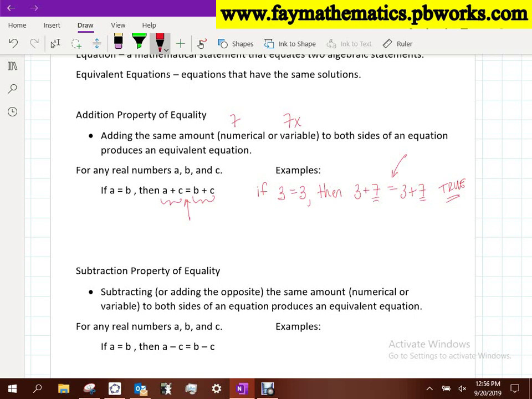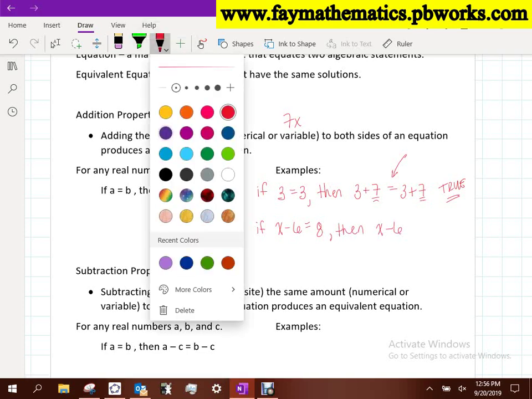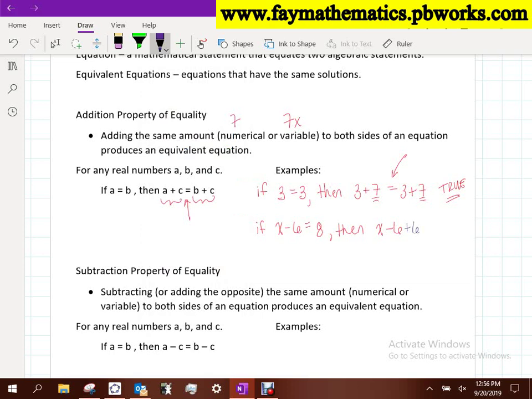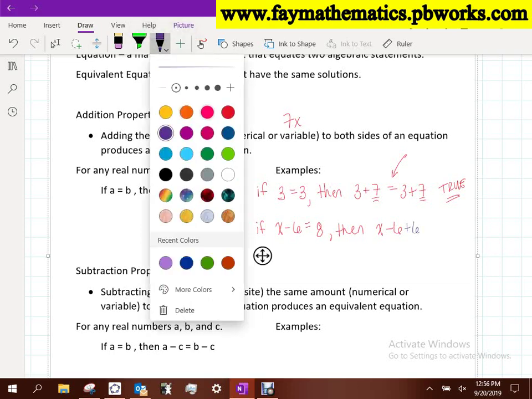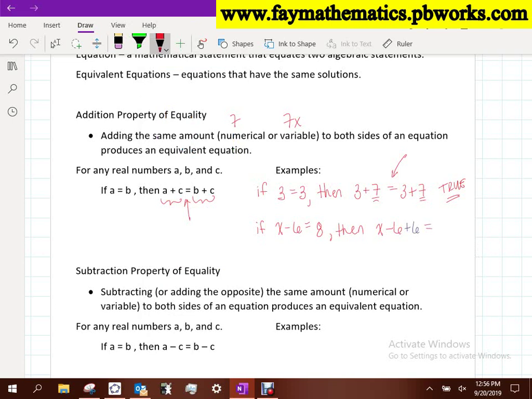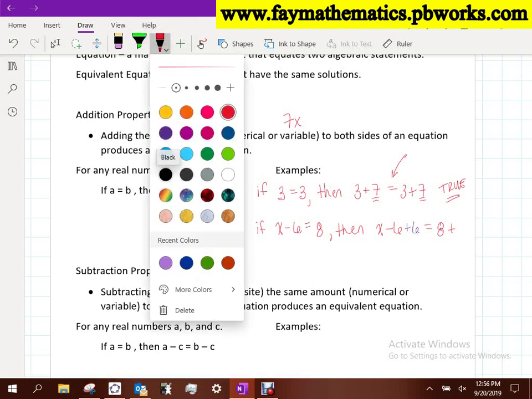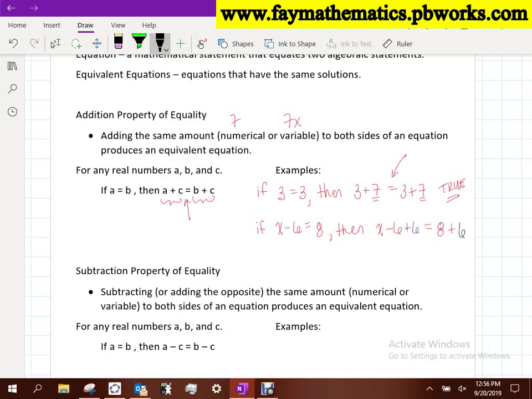Now, where we're going to see this used most is something like this. If x minus 6 is equal to 8, then x minus 6 plus 6 is going to equal 8 plus 6. Does that make sense to everybody? Did I add 6 to both sides? Now my hope is that you realize why I added 6 to both sides.